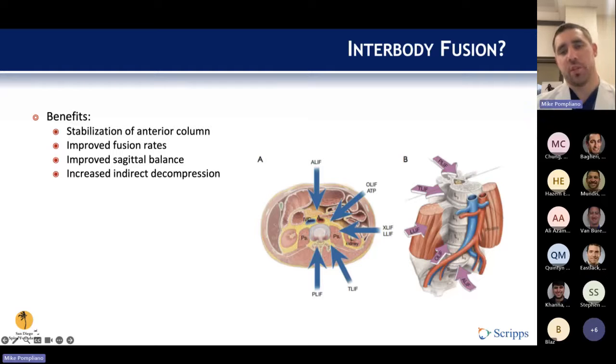With respect to fusion, looking at the addition of an interbody, essentially this adds 360-degree support and allows for fusion or potentially greater fusion of the anterior column. So significant benefit of increased stabilization, improved fusion rates, improved sagittal balance, as well as increased indirect decompression.